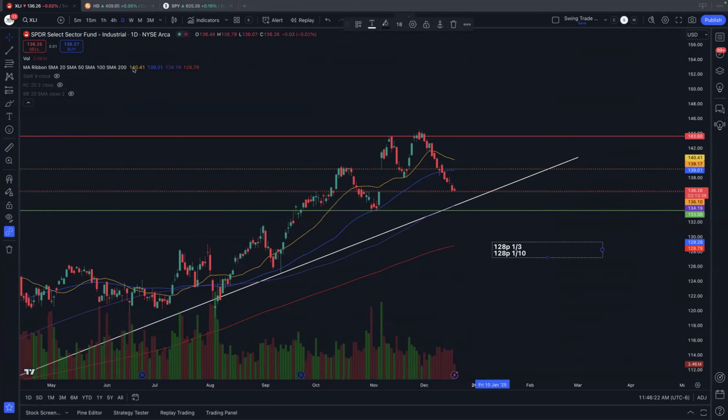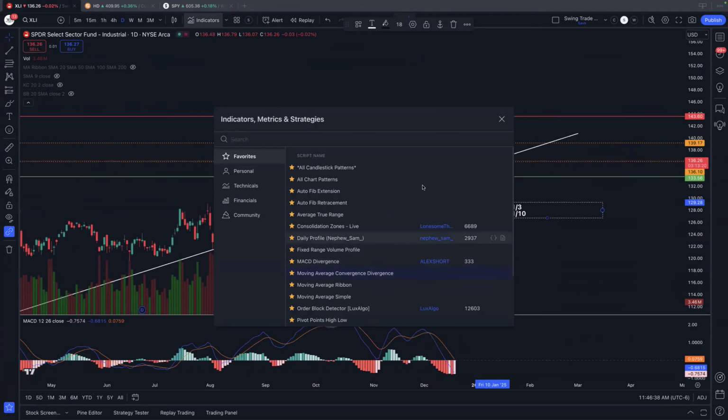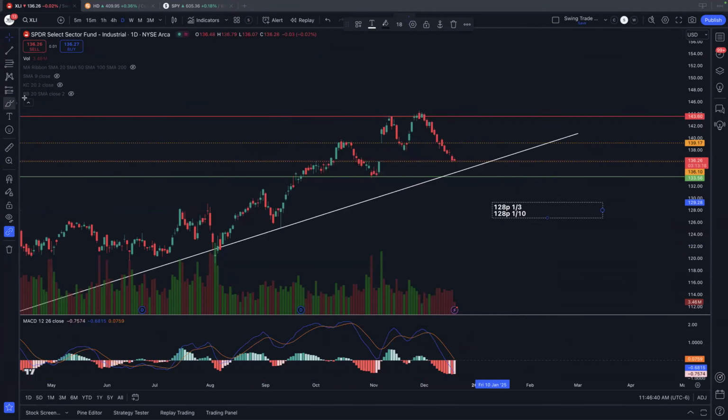Next one that I want to look at is going to be, let's go moving average, MACD. It stands for moving average convergence and divergence. Remember, when something is converged, it's coming together. When it's diverged, it's going apart. So this one is at the bottom.